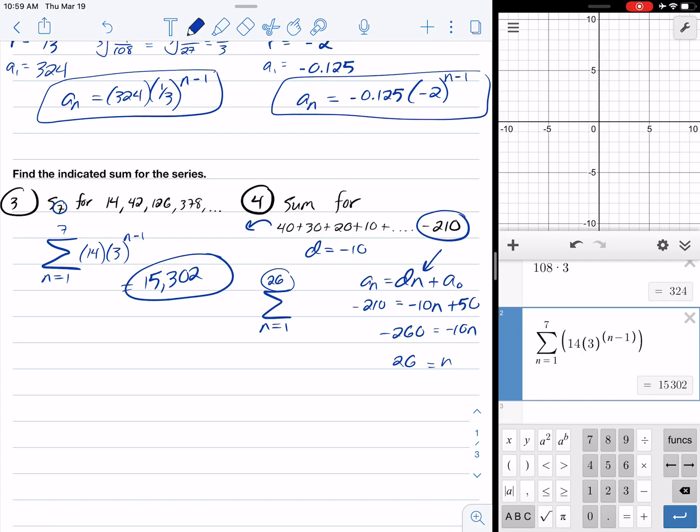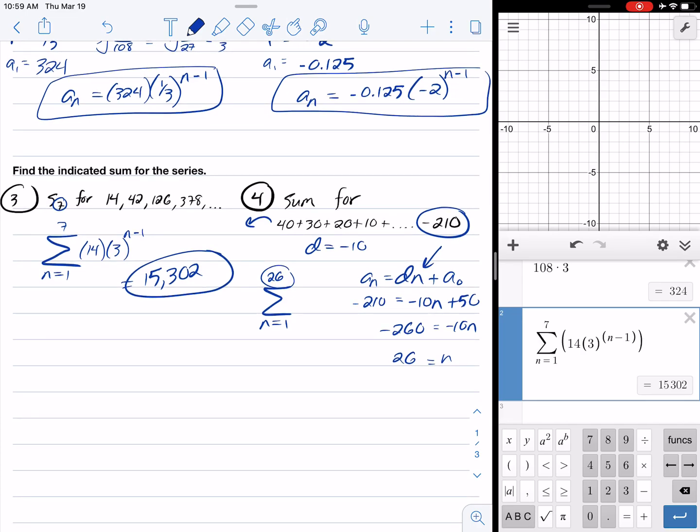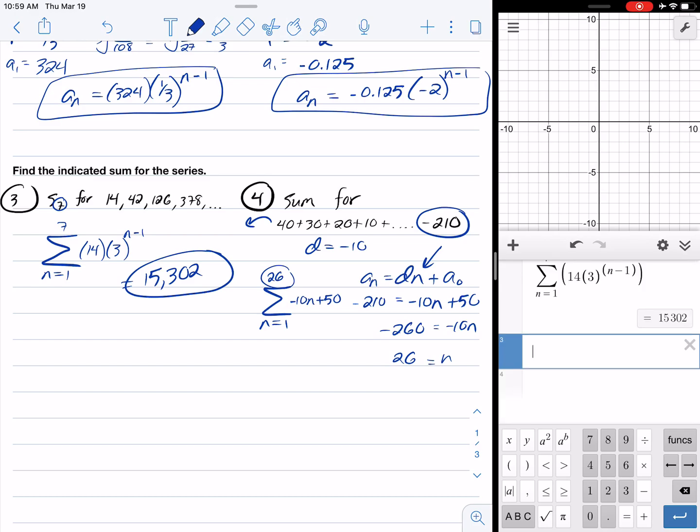And then our rule is, let's just do negative 10n plus 50. Punch that in on Desmos. I'll let you guys do that on your own. You would get negative 2,210 for this series. Negative 2,210.